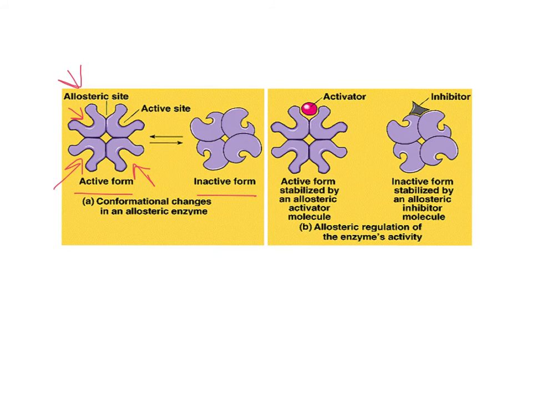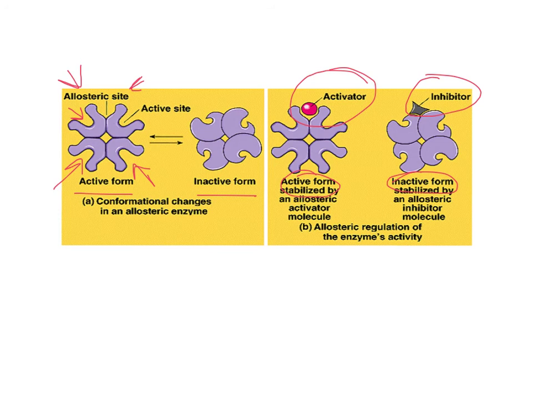What will happen is that there's going to be a place where what's called an activator can bind. That's your allosteric site. So there's a place where an activator can bind to this enzyme, and when the activator binds, it will stabilize the enzyme into this active formation. You can also have an inhibitor that would bind to that allosteric site, which would then stabilize it in its inactive or non-functional form.